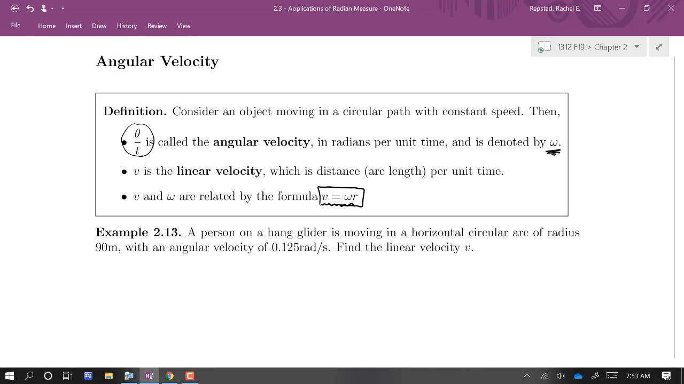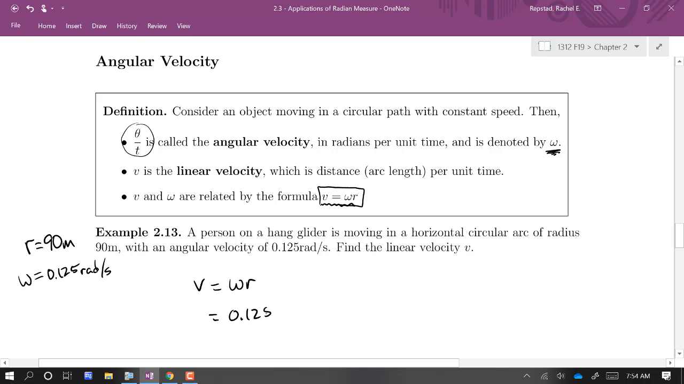So here's an example. We have a person on a hang glider moving along in a horizontal circular arc of radius 90 meters. They tell us the angular velocity is 0.125 radians per second. We want to find the linear velocity. So they've told us that R is equal to 90 meters, and that omega is 0.125 radians per second. So we start with our formula, V equals omega R, 0.125 radians per second times 90 meters.